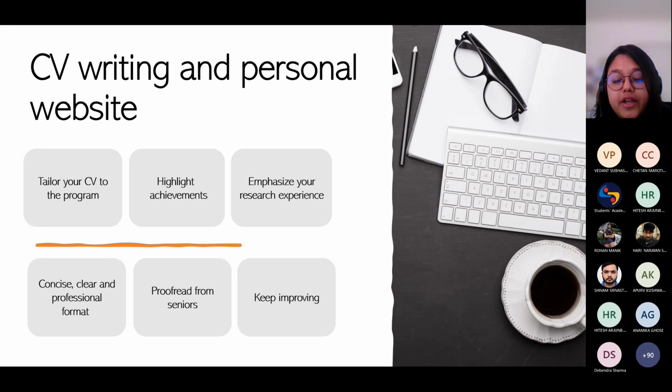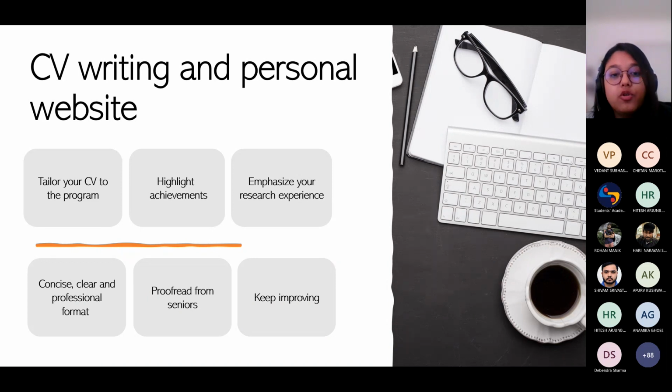And your CV, for most application purposes, it's better to keep to a maximum of 2 pages, and it should be as concise, clear, and professional as possible. I mean, it has to look good. There are different formats. You can use LaTeX, I use LaTeX for writing my CV, and it has lots of formats available for you. So the CV has to be quite attractive.